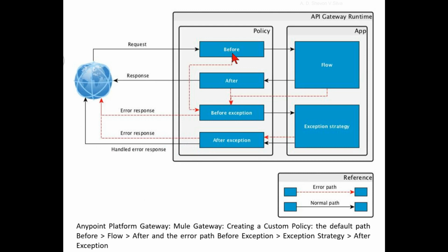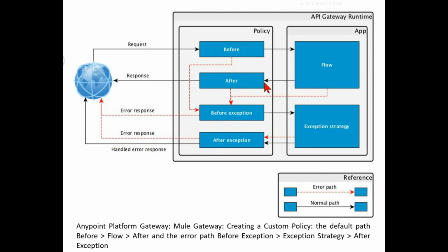And here the before is connected to before exception via error path, and after and flow are connected to before exception via error path. And here the before exception is connected to send the error response, and here the exception strategy is connected to after exception via error path, and here after exception is returning the error response.